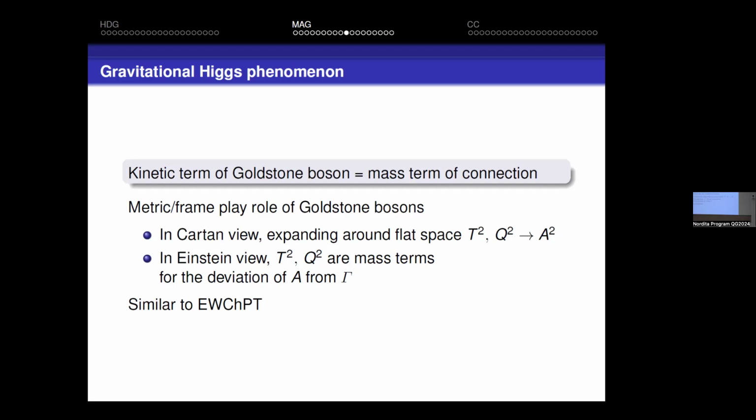Torsion and non-metricity, remember I showed you, are the covariant derivatives of these Goldstone bosons. So the terms T square and Q square are essentially the kinetic terms of the Goldstone bosons. And in the Cartan way of looking at the theory, when you expand that around flat space, assuming that flat space is the vacuum of the theory, you will find that these kinetic terms of the Goldstone bosons contain mass terms for the connection. And in the Einstein view, T square and Q square are already presented to you as mass terms for the deviation of A from gamma.